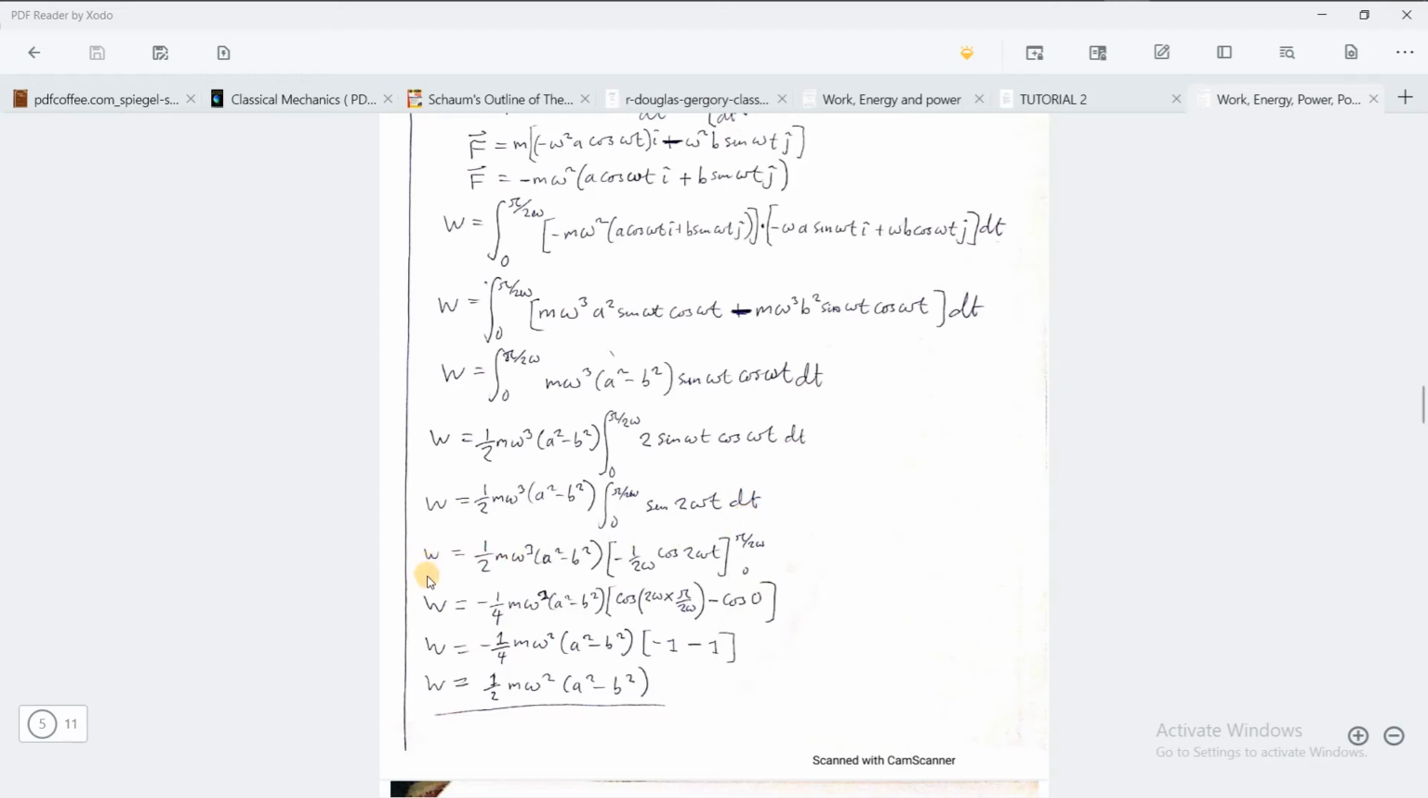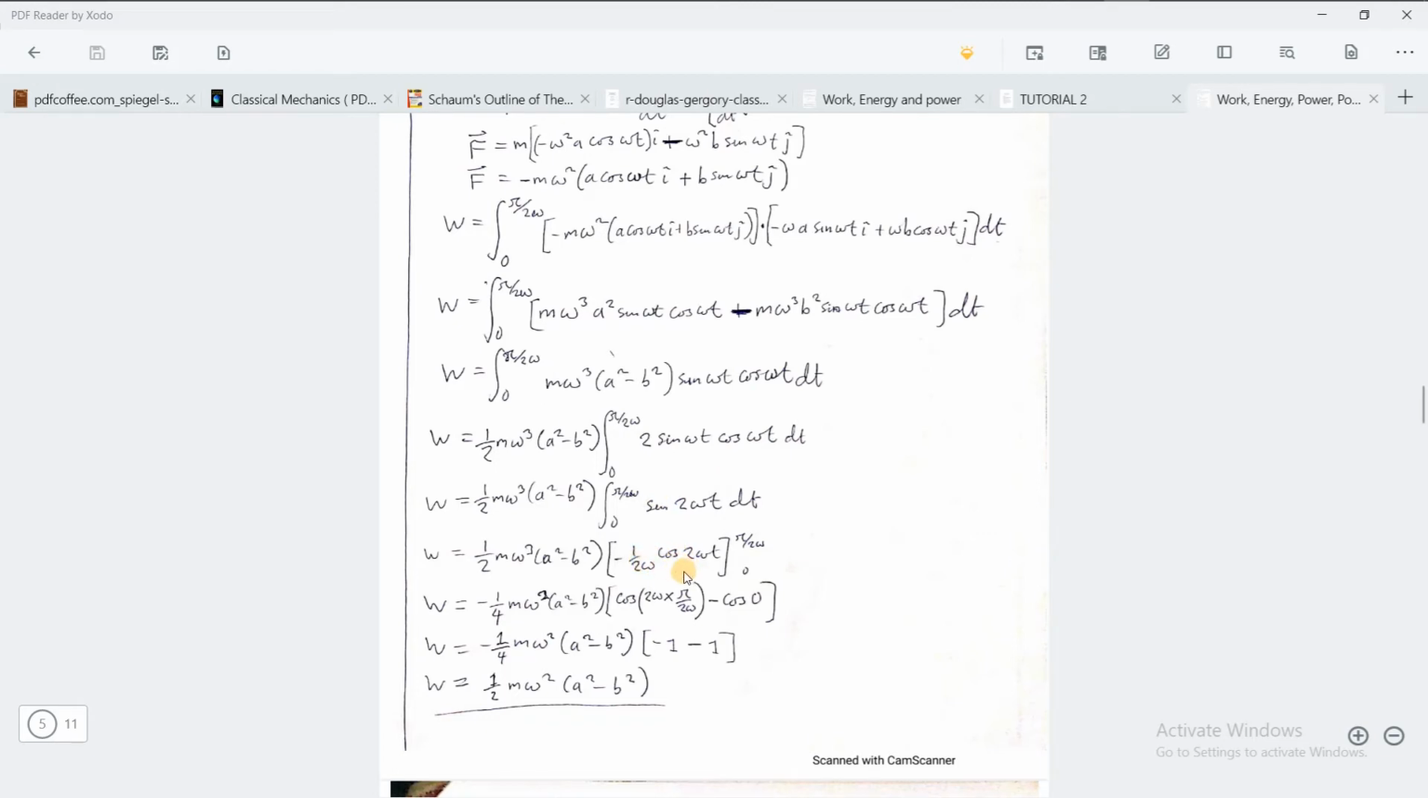So the work is equal to half m omega cubed (a squared minus b squared), in square brackets, minus 1 over 2 omega cos 2 omega t, evaluated up to pi over 2 omega. Alright, so that's what we get after integrating this expression.